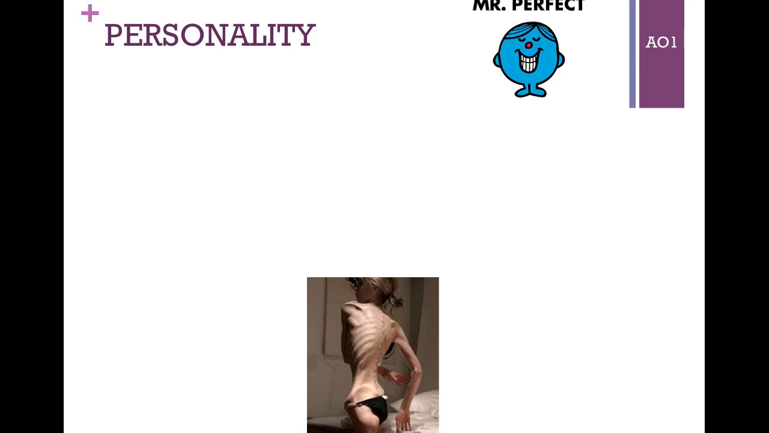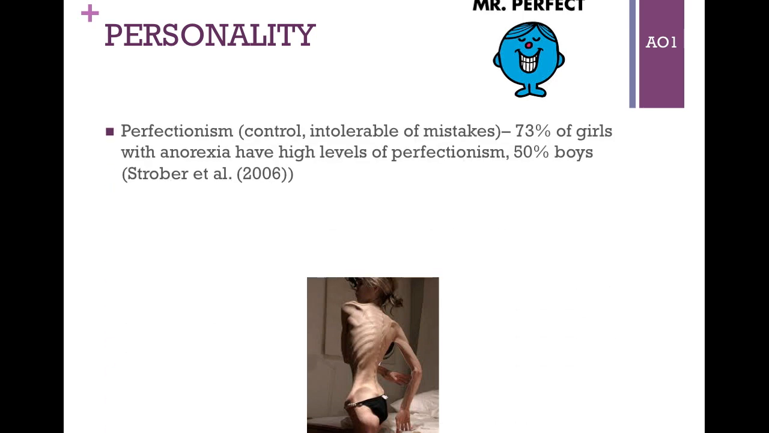There have actually been two personality types that have been said to link to anorexia nervosa. The first of those is perfectionism. Now, the definition of a perfectionism type personality is those who have high control, who would be intolerant of mistakes. Everything has to be done to the letter. They would repeat it if it wasn't done correctly the first time. That's what we're talking about when we say a perfectionism personality type.